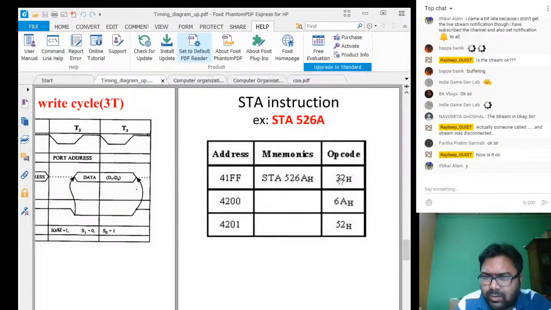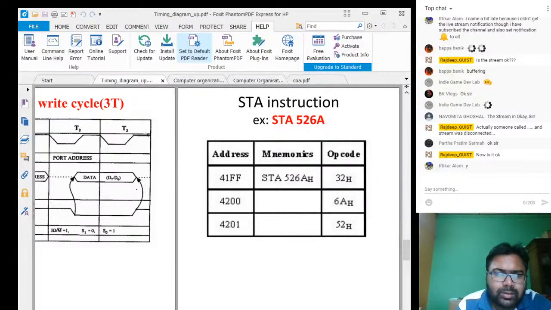The first address is going to store the opcode. Next it is going to store the data. 4200 is immediately the address which follows 41FF. It is storing the lower order byte 6A, and 4201 is storing the higher order byte, 52. So ultimately it is storing 526A. This is the memory address where you want to write the contents of the accumulator directly. This is the execution of STA. What does STA denote? It stores the contents of the accumulator to that particular memory address.